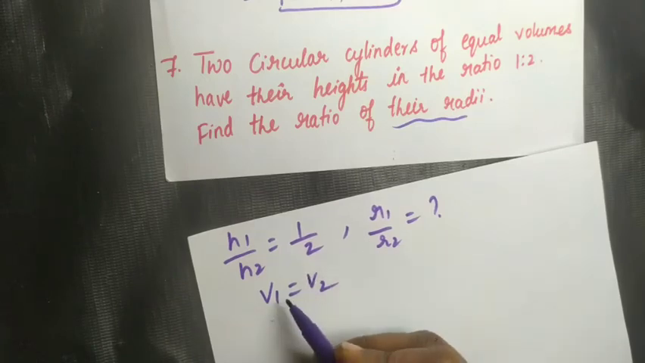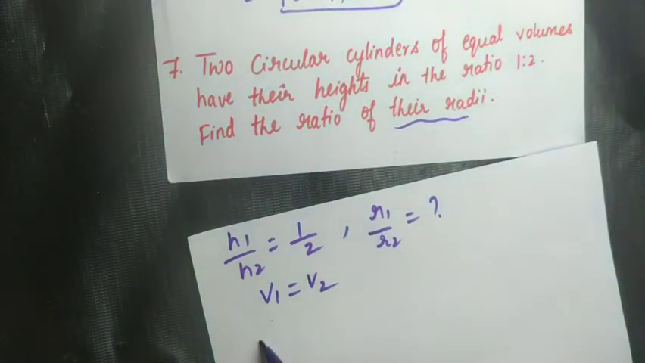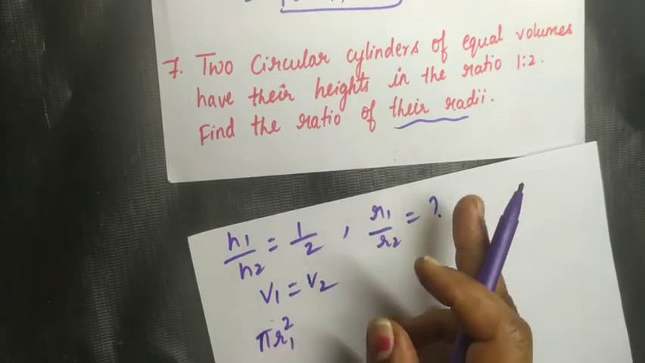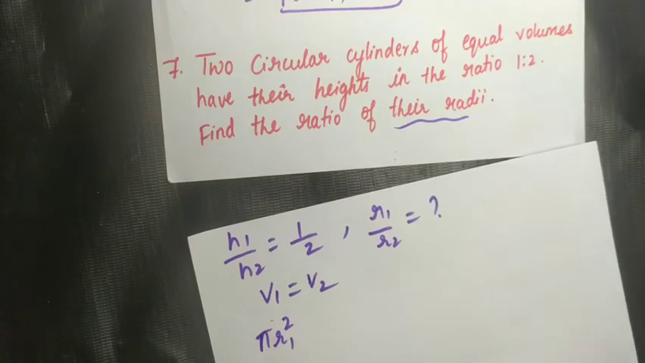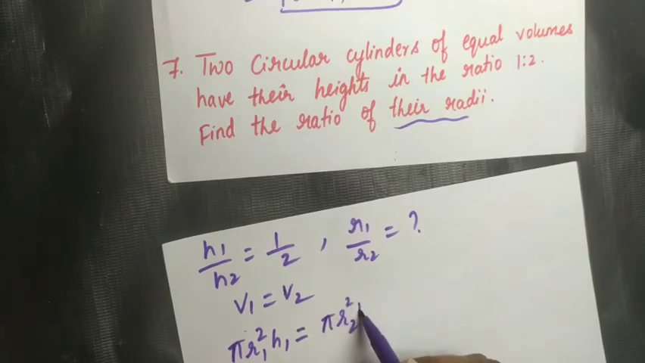Now what is the volume of a cylinder? Just now we did it in the previous problem: it is pi r square h. Whenever there are two circular cylinders, or two squares or two cuboids, we have to take r and h with subscripts 1 or 2. So v1 is pi r1 square h1, which is equal to pi into r2 square into h2.